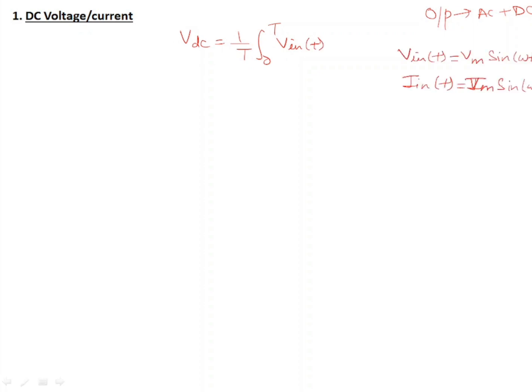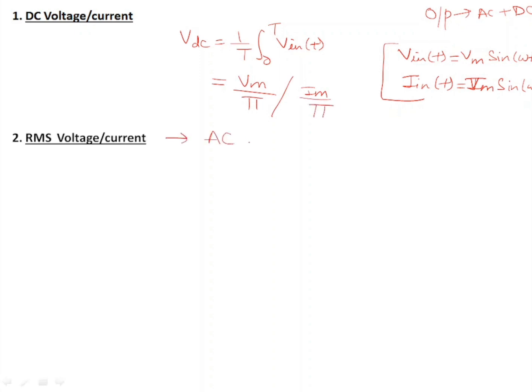First is DC voltage. As we have already seen, the output waveform of the rectifier contains both AC and DC components. So here this is the DC voltage or DC current. It is defined as 1 by T, integral 0 to T, V input of t, where V input is how the AC waveform is defined. When we substitute the value of V in here, for the half wave rectifier we get Vm by pi or Im by pi.